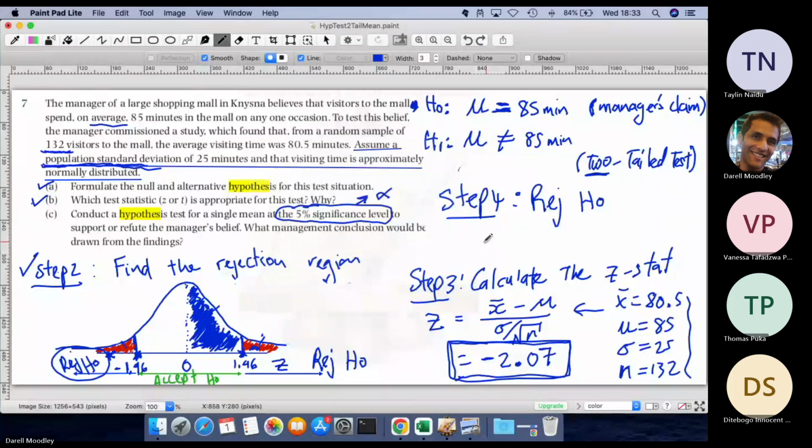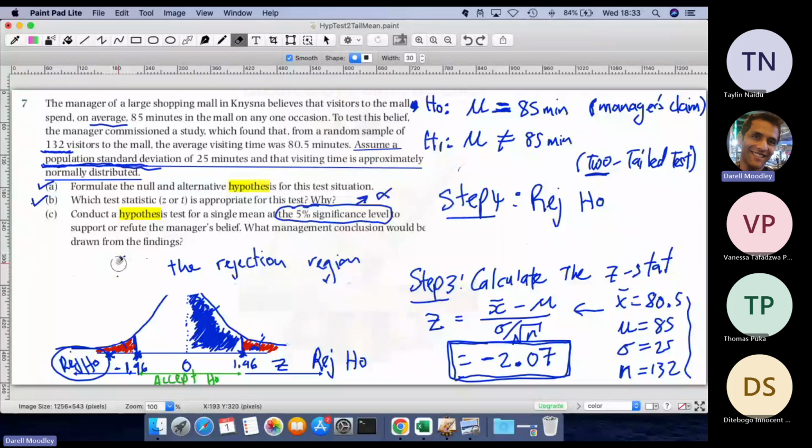Step 5 is just writing it in words, and aligning it to what the business problem is. Let me erase all of this. You don't need this now. It's a matter of looking at what you've got and then interpreting it.